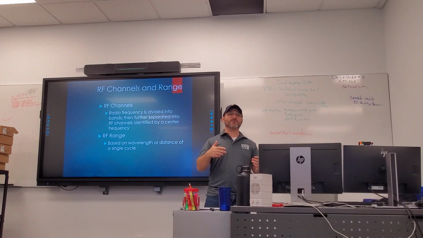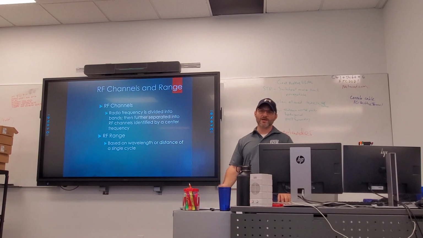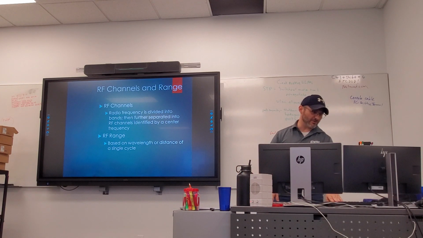And then the channels, right? So what 3 primary channels do we use for 2.4? 1, 6, and 11. Why? Because they're non-overlapping. They don't interfere with one another. Non-overlapping, they're not going to interfere with each other.